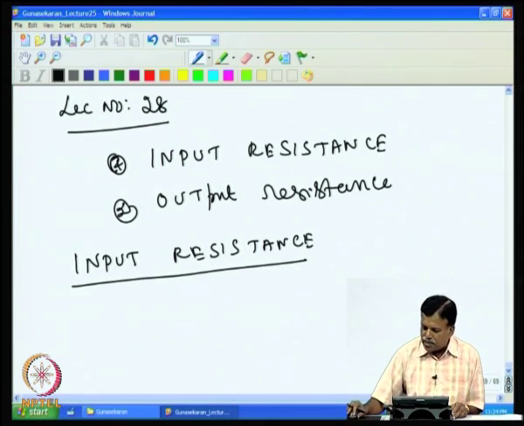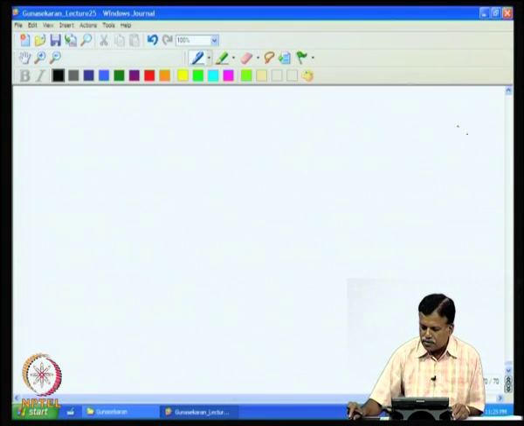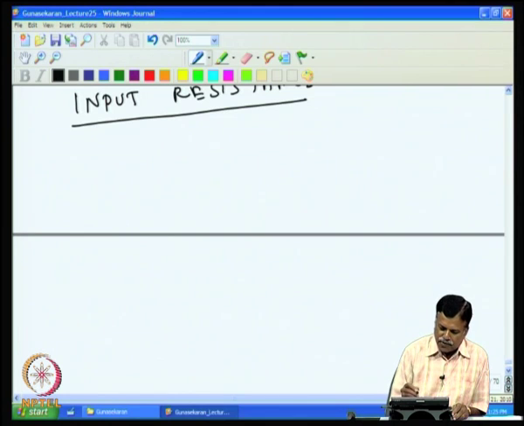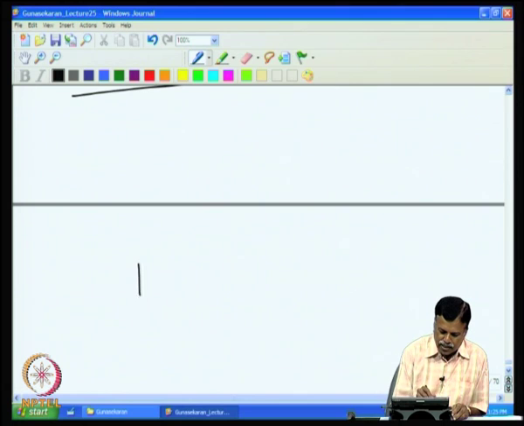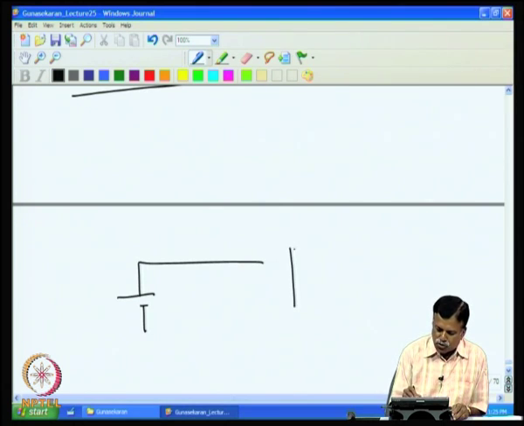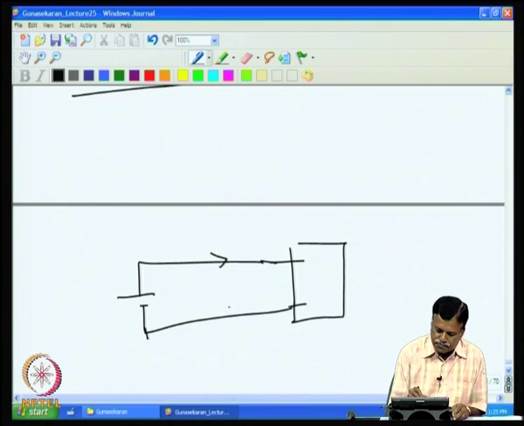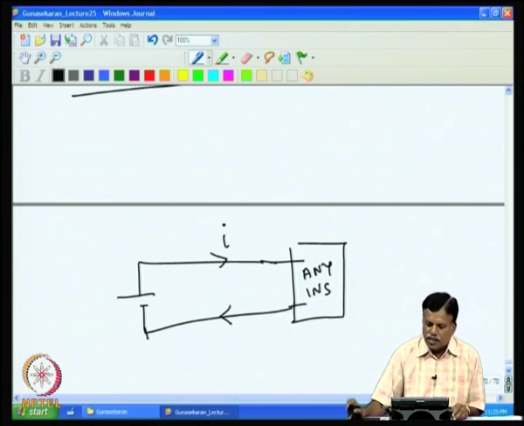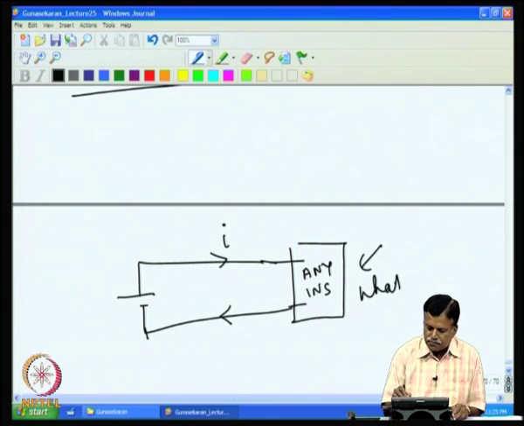Now, the input resistance is an important parameter in any instrument. Let us see why one should worry about the input resistance. For example, if I take any general instrument, I connect a voltage source to this instrument, and there will be a current I flowing in it. We want to find what input resistance is offered by this instrument.